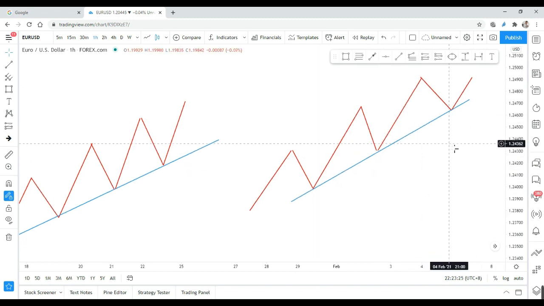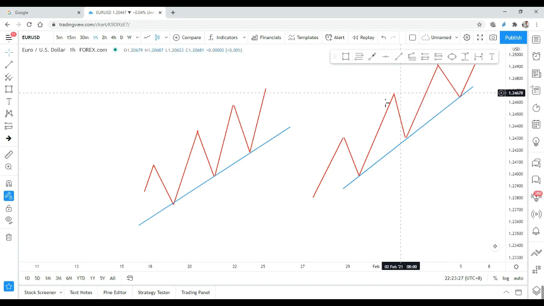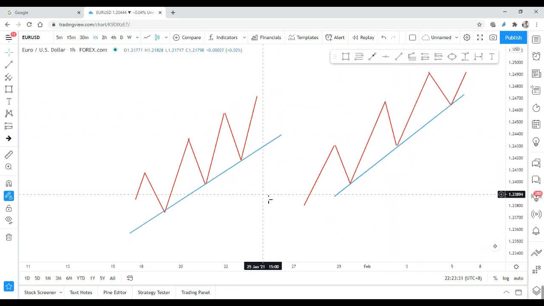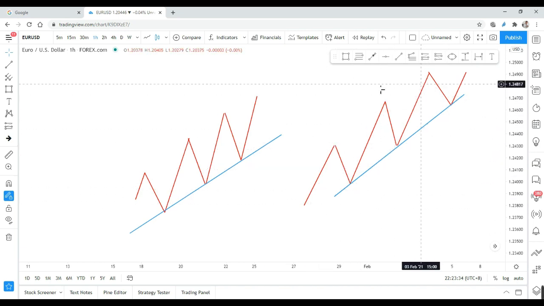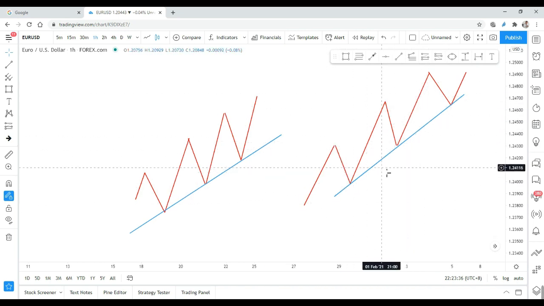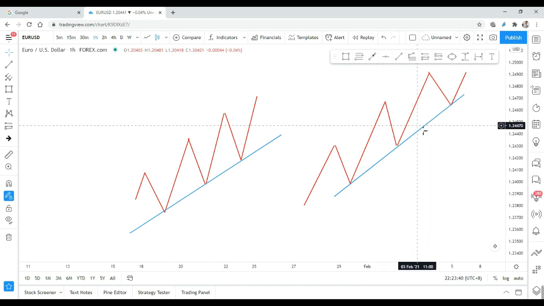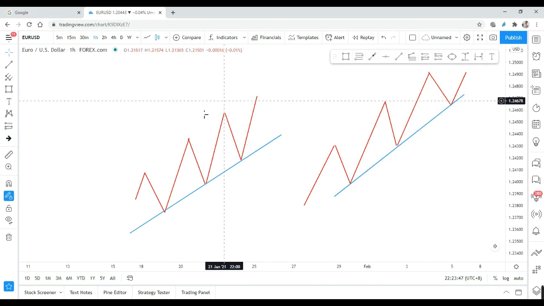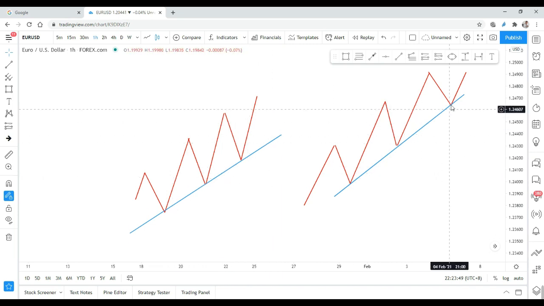Of course, if you ask me which is my favorite, this will be my favorite setup. The reason is that this kind of setup is more obvious. This is what we call low risk, high reward, and a very strong trend continuation. Whereas this will be a medium one. This will be the best setup.